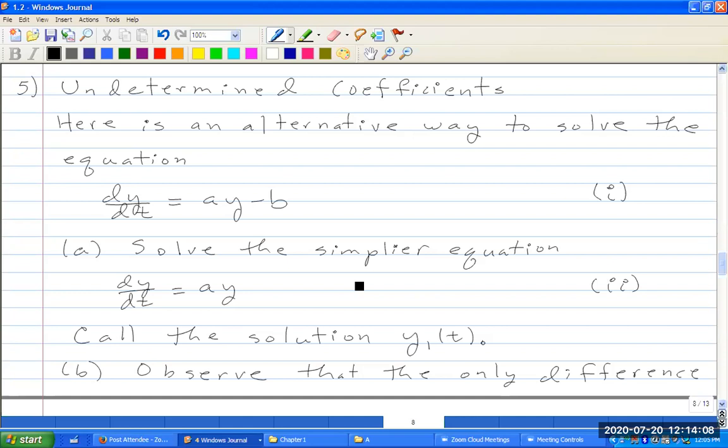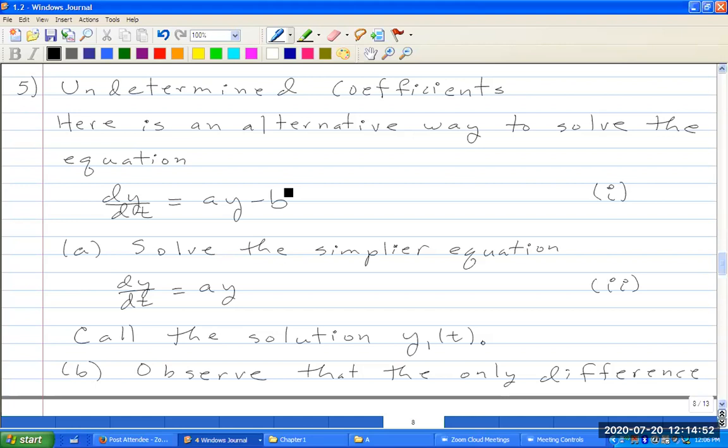So A: solve the simpler equation. One way of doing something is to solve a simpler equation and then see if that helps you. If that doesn't work, solve a harder equation and see if that helps you. Sometimes making it harder actually makes it something you can solve. But in this case, we're going to solve a simpler equation first. So just get rid of the b. Just make b equal 0.